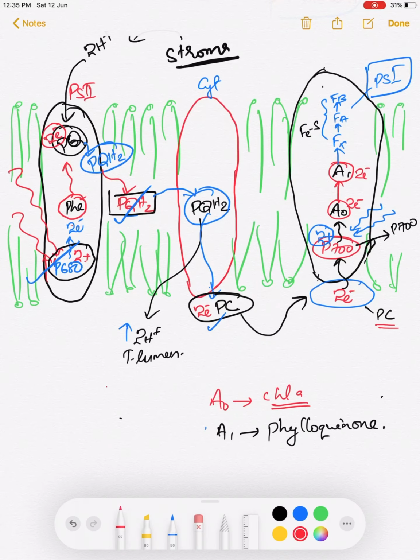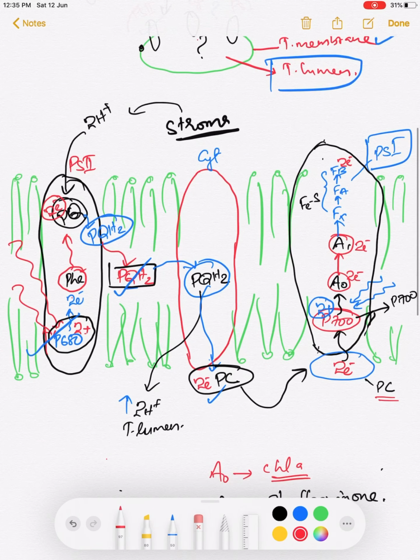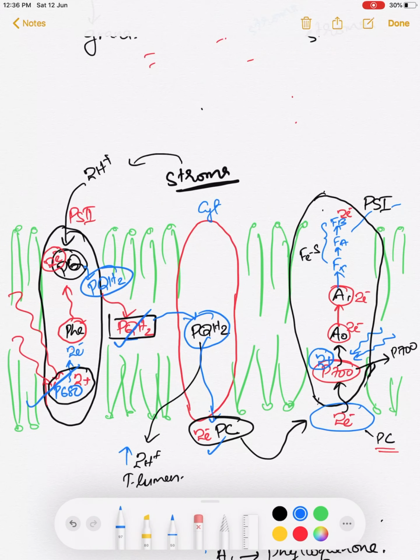Finally, you can see the electrons in Fb. Electrons are there in the last iron sulfur center. Then what happens to this electron? This is the stromal side of PS1.